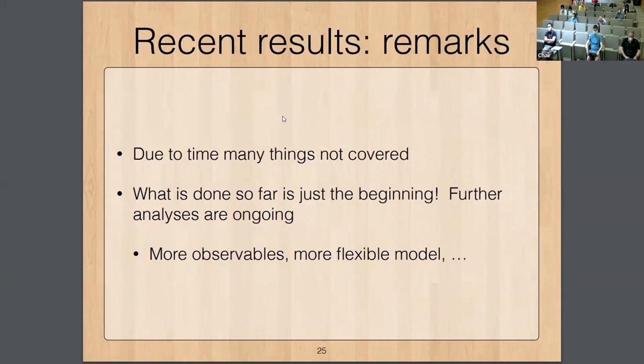Okay, so finally, let me have some remarks on the recent results. First of all, due to the time constraint, many things are not covered. And another thing is that what is done so far is really just the beginning. There are further analysis and efforts ongoing to expand on this, for example, to more observables and to more flexible models and so on. So yeah, stay tuned.